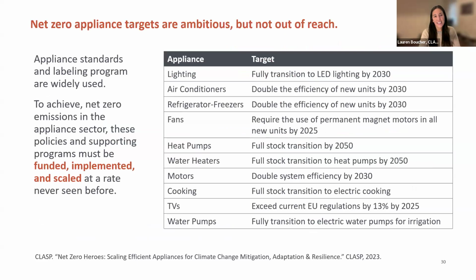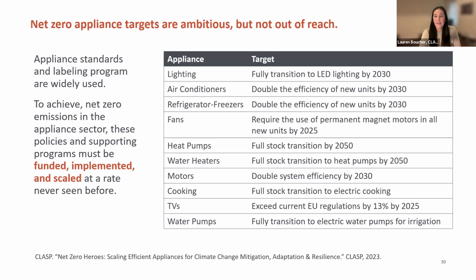The 10 targets that we identified in that report are very ambitious, but they're not out of reach. Appliance standards and labeling programs have been around for decades and are widely used and cost effective. According to the IEA, over 120 countries have MEPS in place for at least one end use, and development of these policies has increased in recent years and is expected to continue.